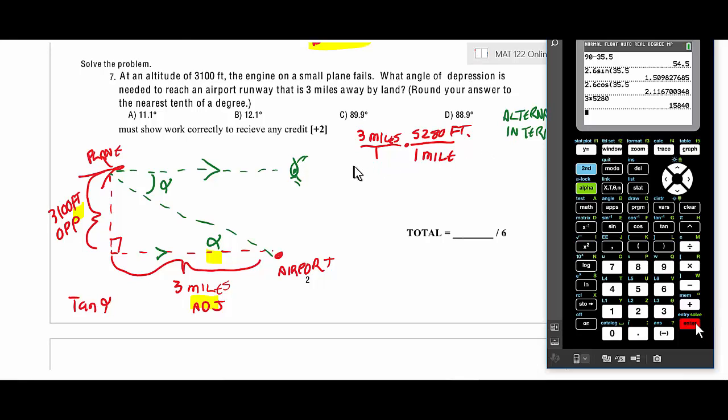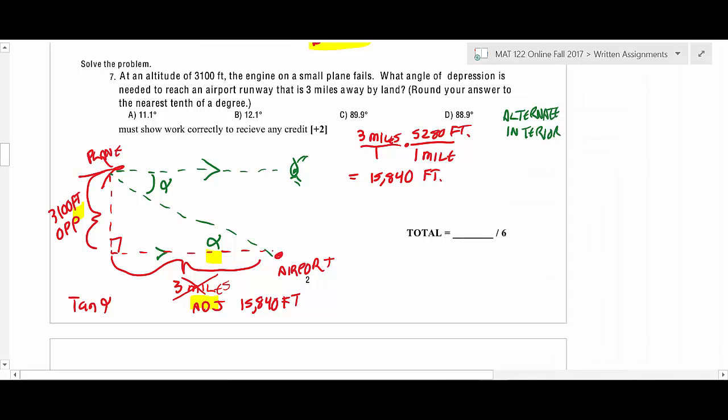And let's see, that will end up giving us about 15,840 feet is how far that is. So I'm going to just cross that out and write that as 15,840 feet. Okay, now we're pretty much ready to wrap this up.